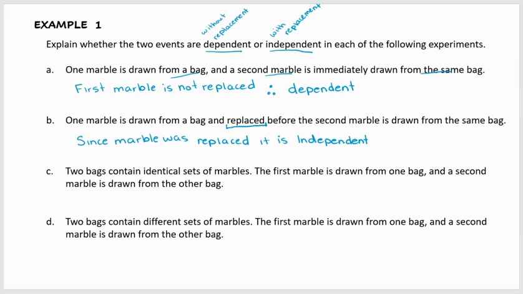Two bags contain identical sets of marbles. The first marble is drawn from one bag, and the second marble is drawn from the other bag. So here we are talking about two separate bags where the drawing is going to occur from. So there's no dependence at all, so we will conclude that it's independent. Two separate bags, therefore the events will be independent.